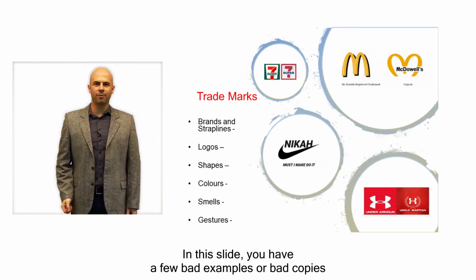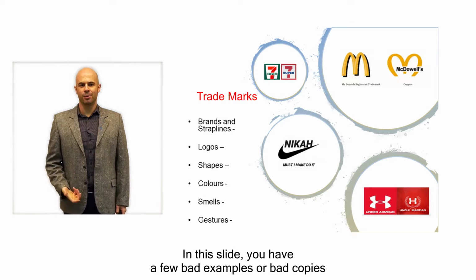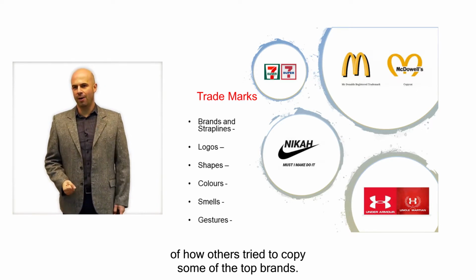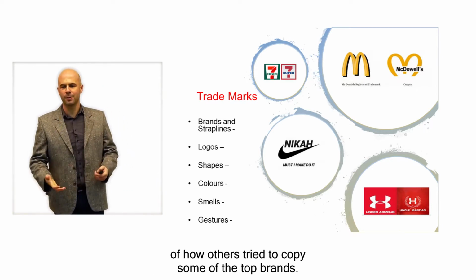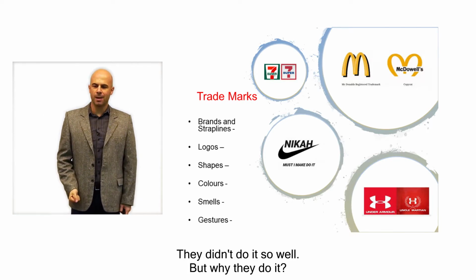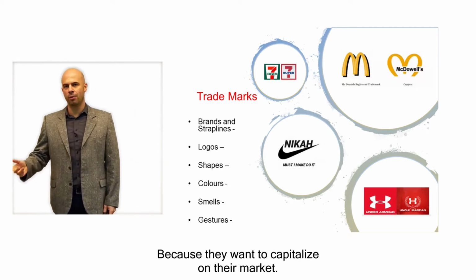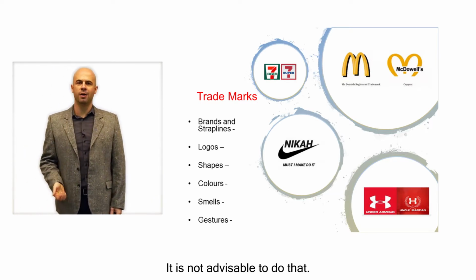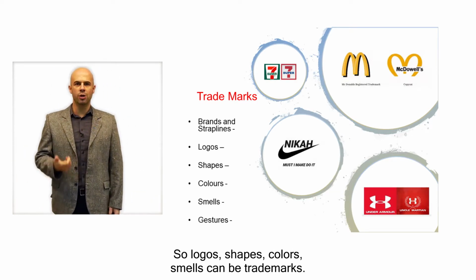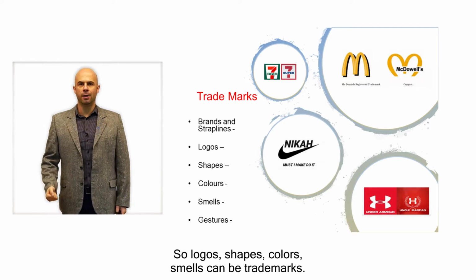In this slide, you have a few bad examples or bad copies of how others try to copy some of the top brands. They didn't do it well, but why do they do it? Because they want to capitalize on their market. It is not advisable to do that. So logos, shapes, colors, smells can be trademarks.